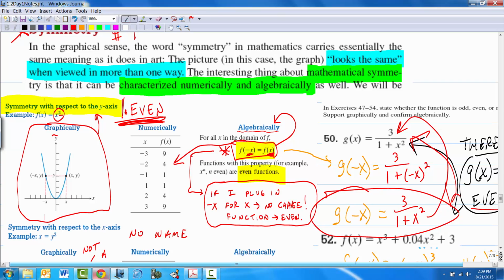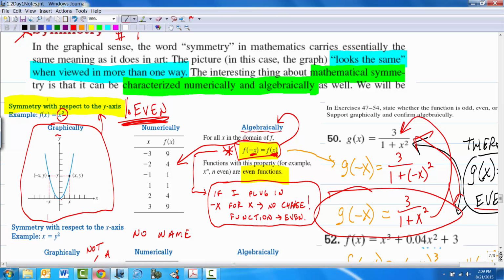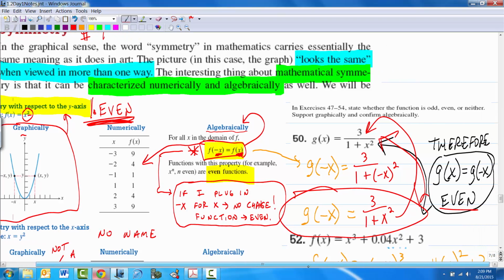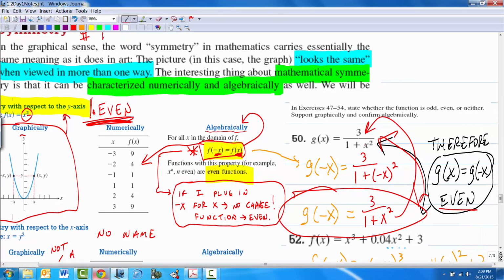And I will show that with number 50. So one way you can maybe detect if it's even is it's symmetric with the y-axis. Another way is mathematically, g of x equals blah. And then the algebraic test, if you're testing even and odd, is you plug in a -x for x and then evaluate, or simplify is a better word. A -x for x goes in like this, parentheses, squared.